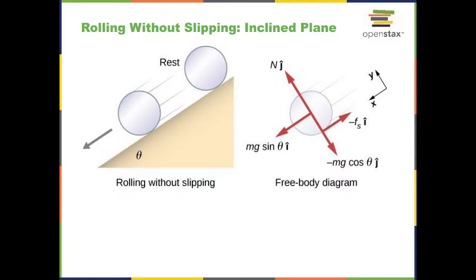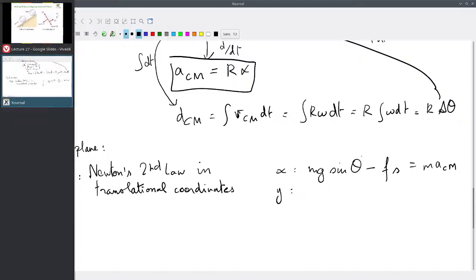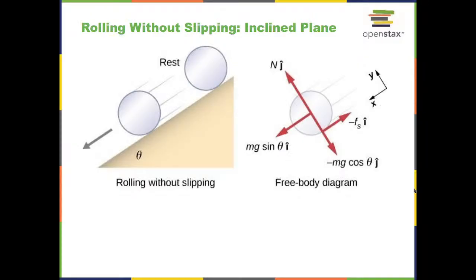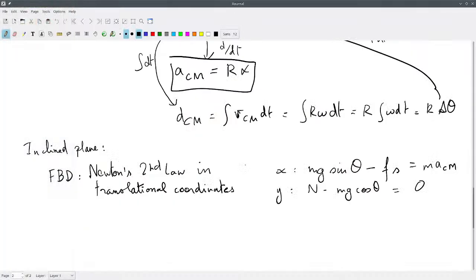Now in the y direction, we have the normal force going in the plus y direction and minus mg cosine theta going in the minus y direction. So that's N minus mg cosine theta. And the acceleration in the y direction has to be equal to 0, because all of the acceleration is along the x direction. None of the acceleration is along the y direction. So those are the first two equations. That's what we get from Newton's second law in translational coordinates.